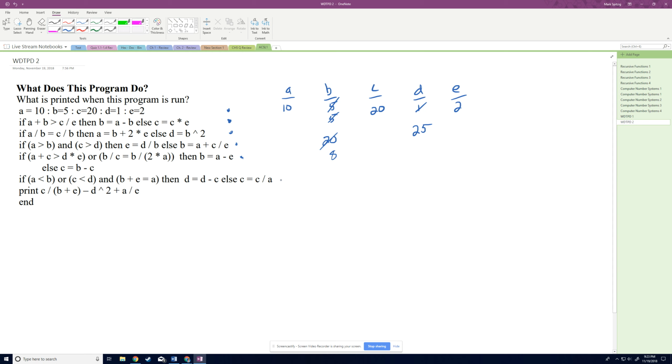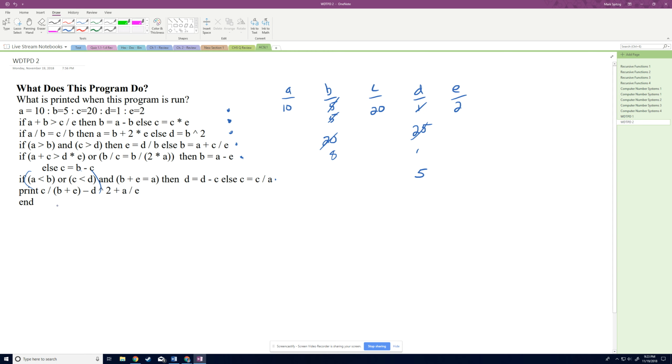All right. Last one before we print. So if A is less than B, A is not less than B, or C is less than D, C is less than D. Okay. Actually, we have to do the and here as well, right? So this or part was true, and now we're going to look at the and part. B plus E, so that would be 10, equal A. That's true. We work left to right. So this whole thing was true, and this is true. So we're going to do the then. So we're going to change D to D minus C. So 25 minus 20 is 5. So we're going to change that to 5. All right, so our final values are A is 10, B is 8, C is 20, D is 5, and E is 2.